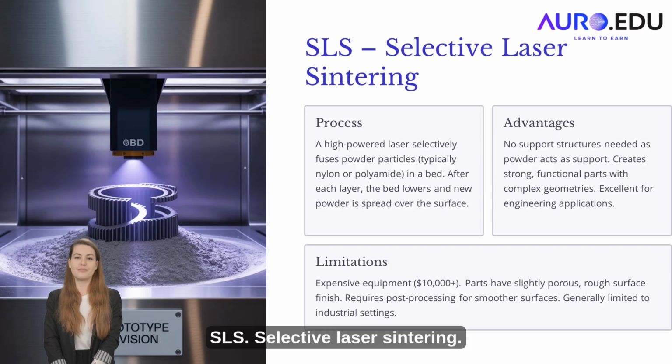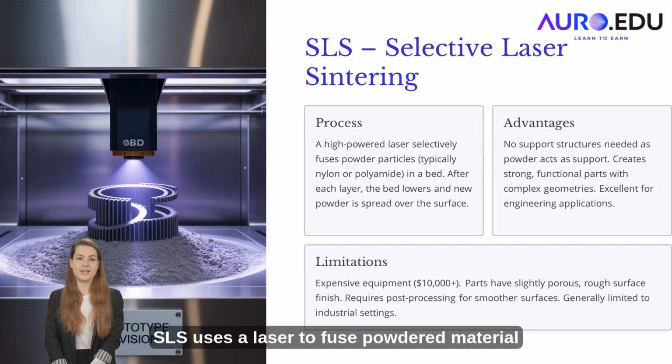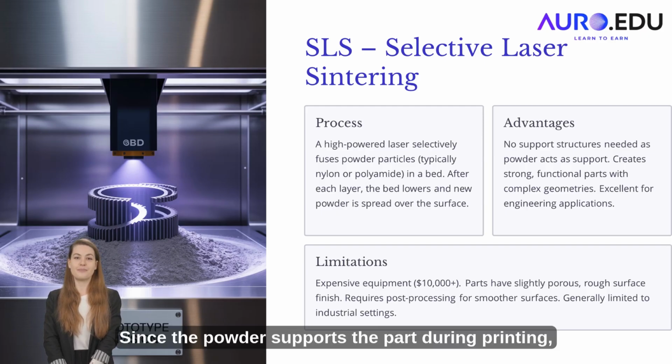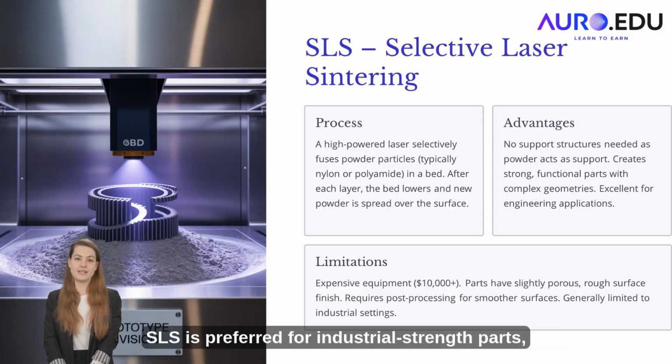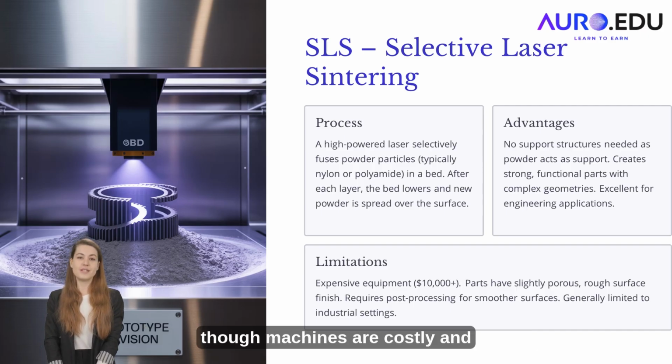5. SLS, Selective Laser Sintering. SLS uses a laser to fuse powdered material like nylon. Since the powder supports the part during printing, no separate supports are needed. SLS is preferred for industrial-strength parts, though machines are costly, and parts have a slightly rough finish.